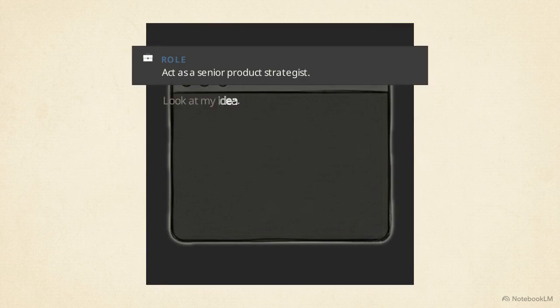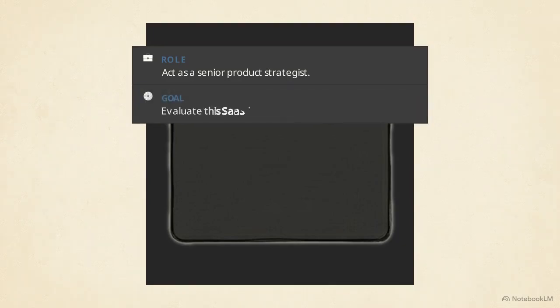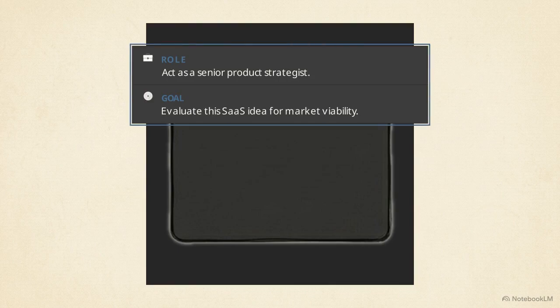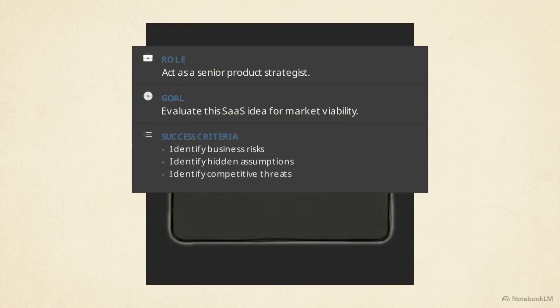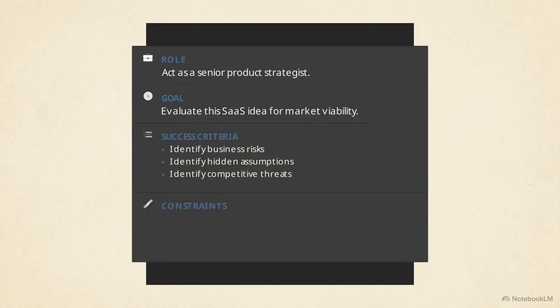Next is the goal. Saying, "Look at my idea," leaves the task to the AI. Instead, we write a specific directive. Evaluate this SaaS idea for market viability. Linking a precise role to a goal stops the model from making generic assumptions. Next, success criteria. The answer must identify business risks, hidden assumptions, and competitive threats.